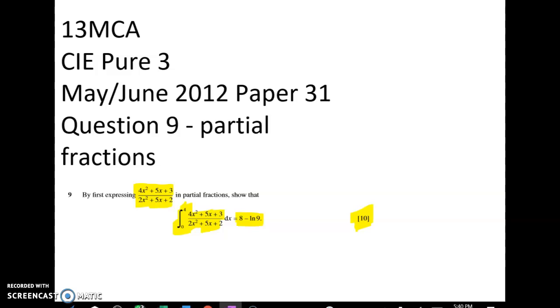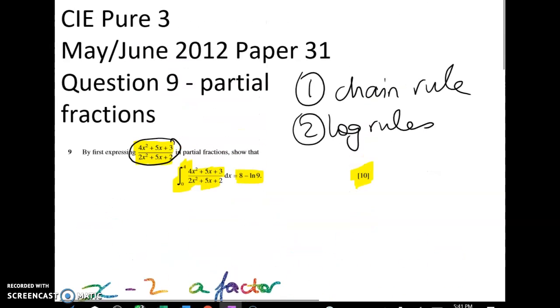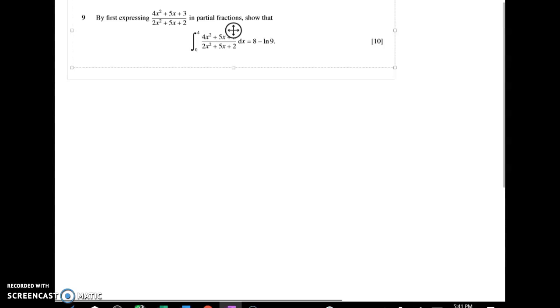So apart from the partial fraction stuff, here are some things that we've got in this question. We've got a wee bit of chain rule, and then we've got a whole lot of log rules. I actually think it's on the easy side for a 10 marker, but it's really, really nice practice, and it's very easy to go wrong when you first see that expression that you've got to work with. So let's go onto a nice clean page and have a look.